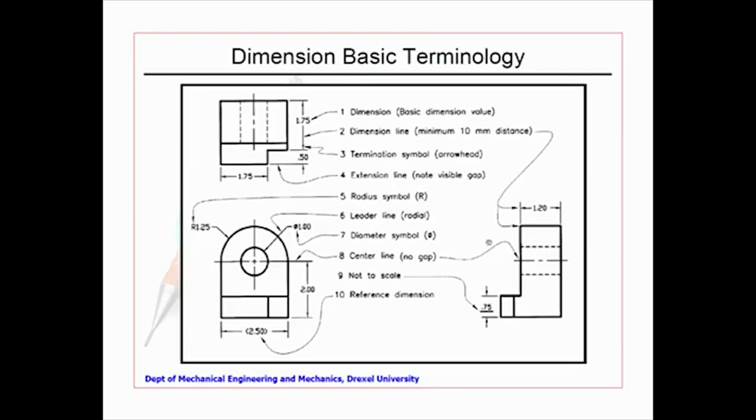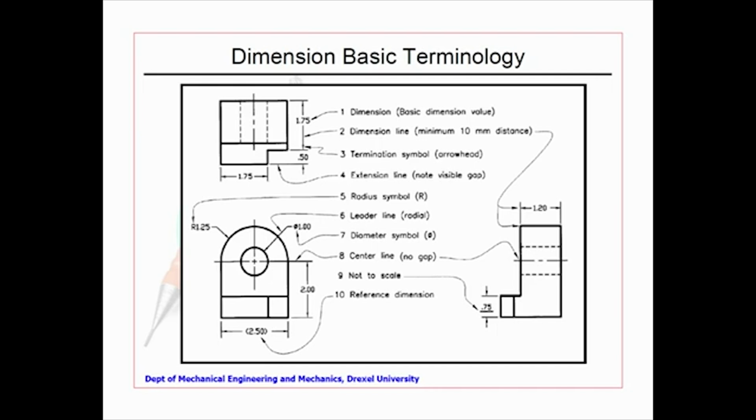If you remember, we saw some of these yesterday: what is a basic dimension value, what is a dimension, various things, how you describe a particular line. In this case, we have a center line which is a dash-dotted line, and on the other side we have things like these line lengths. Then you see here a very important thing: 2.5 is put in brackets, saying it is only a reference dimension.